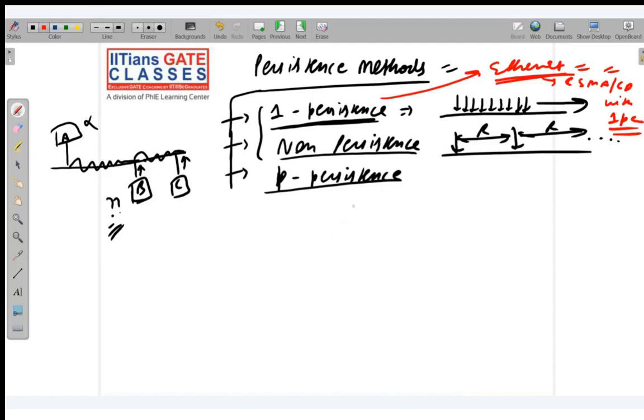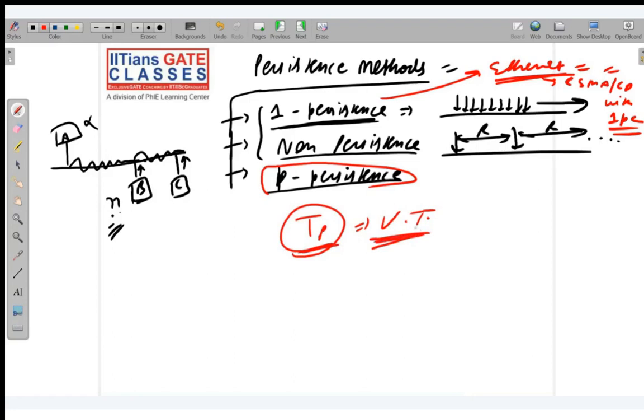What do you mean by p persistence? The p persistence method can be used only when time is divided into slots of greater than or equal to TP time. Why TP time? Because TP was the vulnerable time here. So time should be divided into slots of greater than or equal to TP time, just like slotted ALOHA.